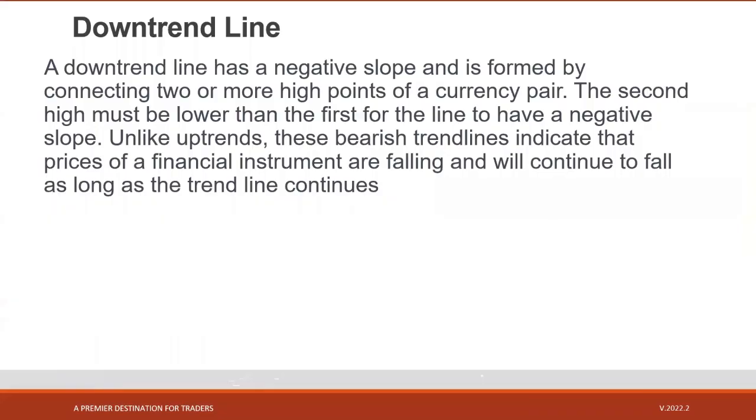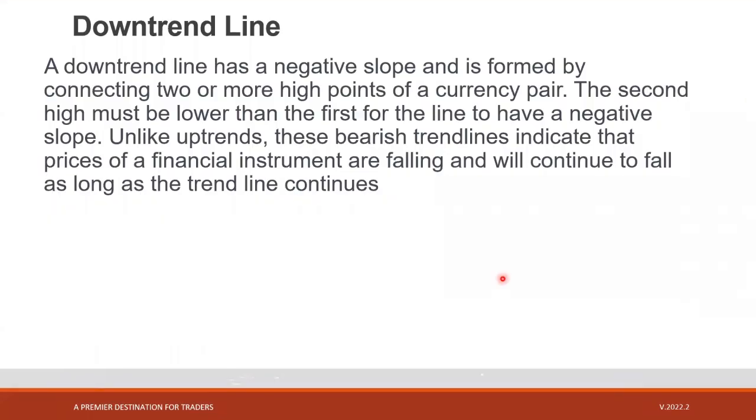Now let's look at the downtrend. A downtrend line, similarly to the uptrend, is just the market moving at an angle, and then we draw a line to connect and watch to see how that level reacts to hold price.